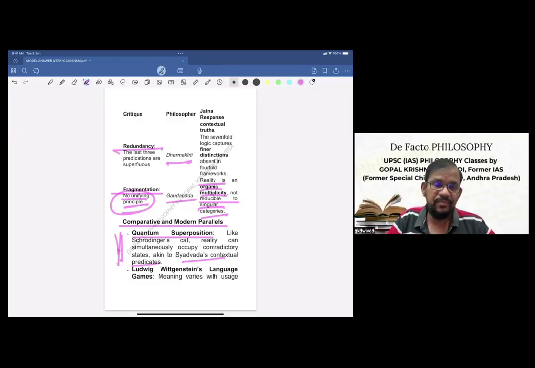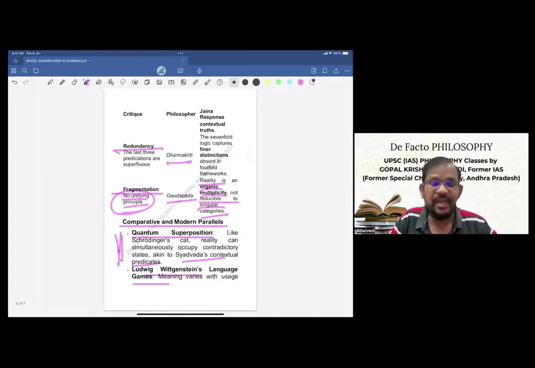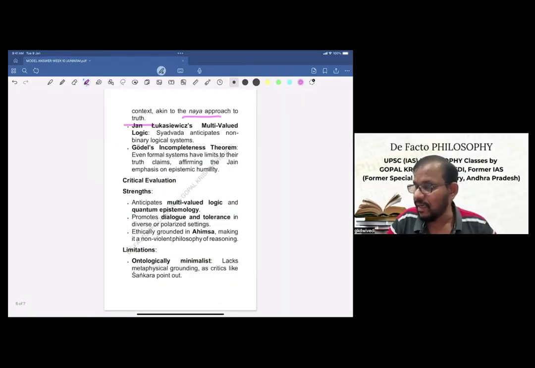This is modern theory. Now, what about Ludwig Wittgenstein's language games? Let us see how they view this Saptavangina theory. Meaning varies with use and context, akin to the Naya approach to truth. So Wittgenstein also says the same thing: yes, meaning varies with the context and uses. So therefore, Saptavangina theory is appropriate. He also supports the Jaina theory of Saptavangina.